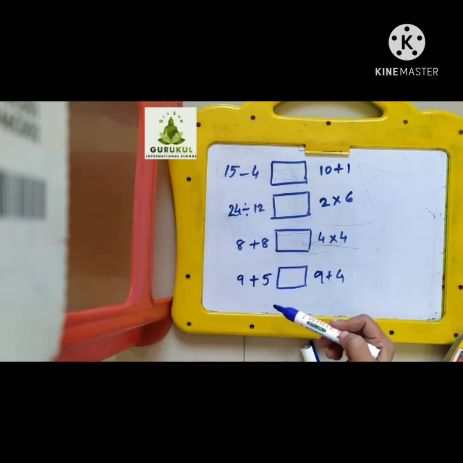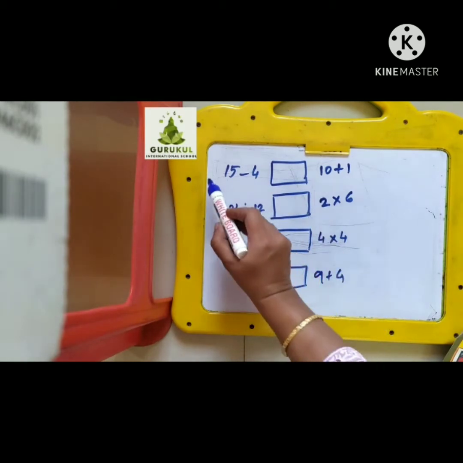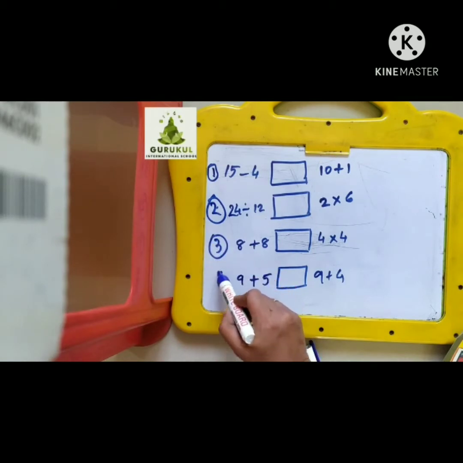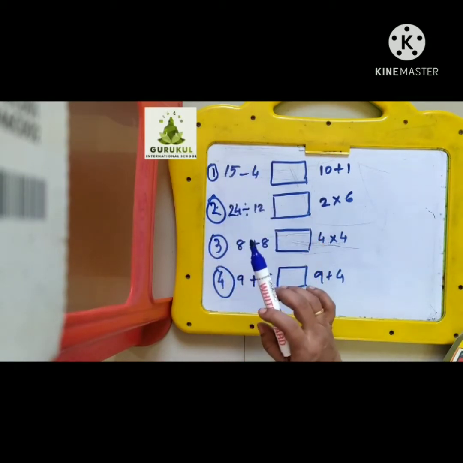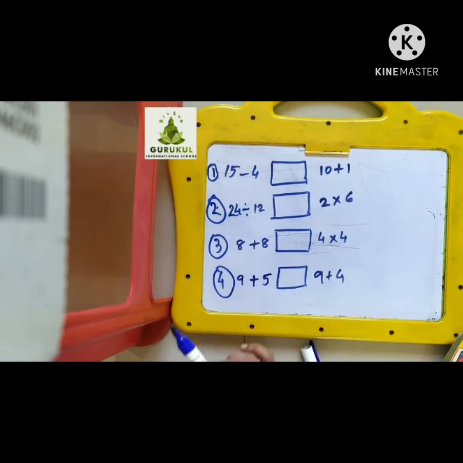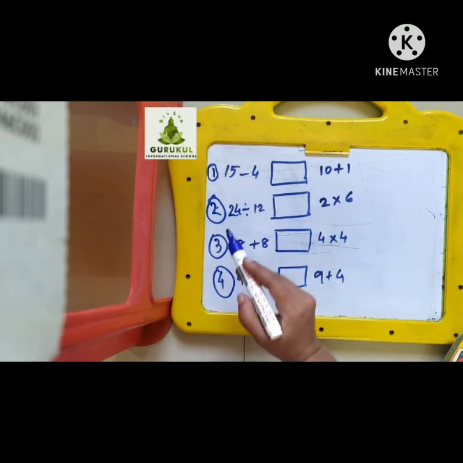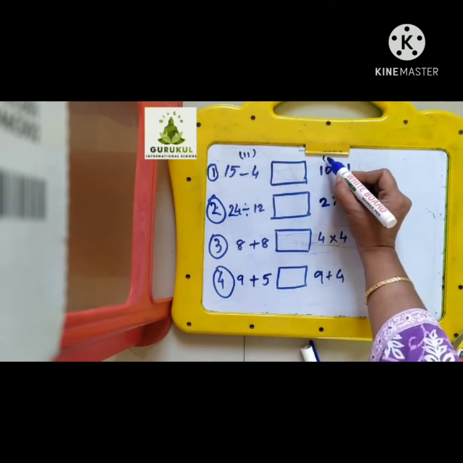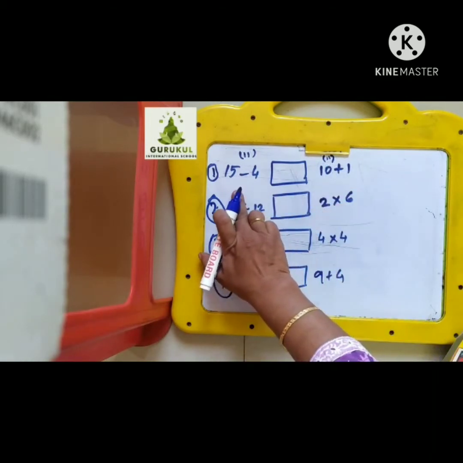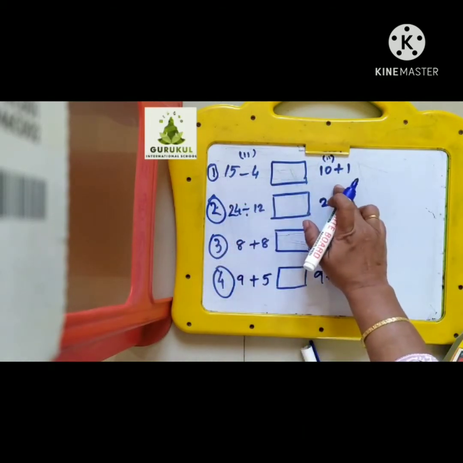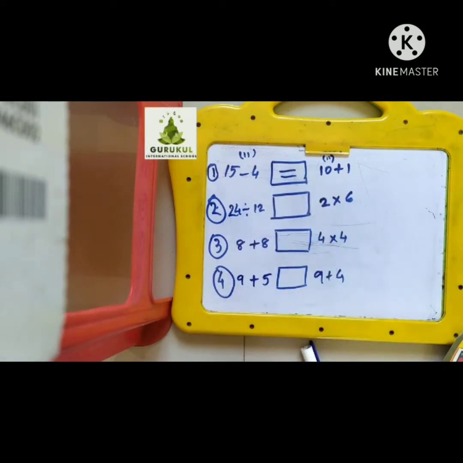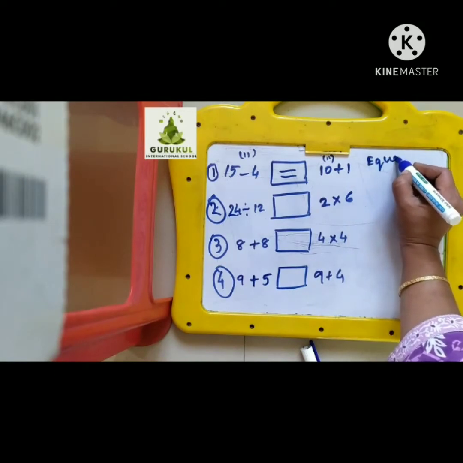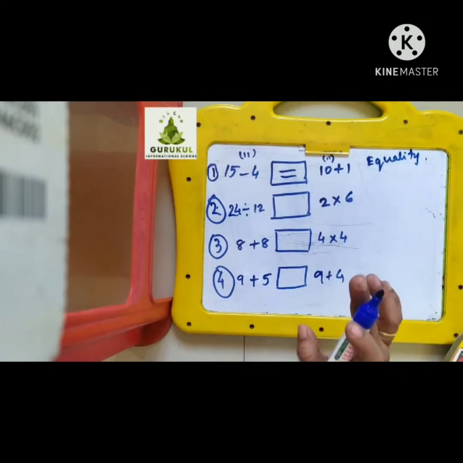See here, you have boxes, and for every box you have one left hand side and one right hand side. Let us take the first problem here. You have 15 minus 4 and here you have 10 plus 1. Now 15 minus 4, what is your answer? 11. And here 10 plus 1, your answer is what? 11. Now your left hand side answer and right hand side answer are both equal, correct? That is why you put equal to in this box. Then you say that this problem gave you the sign for equality.